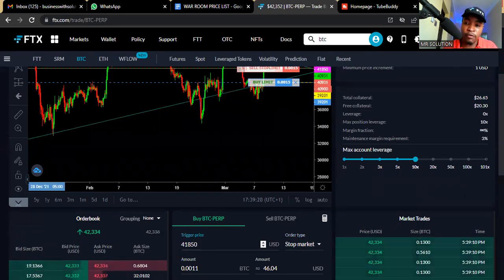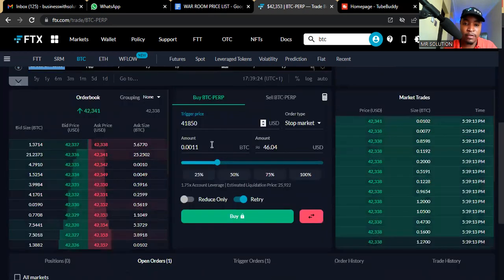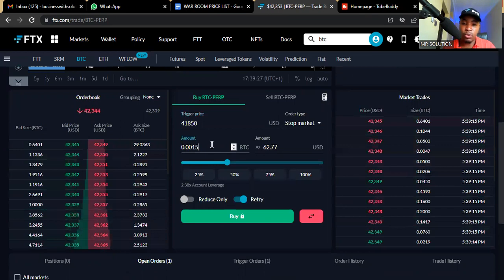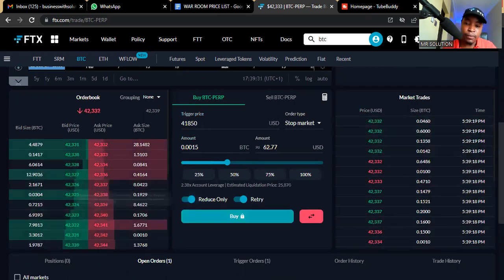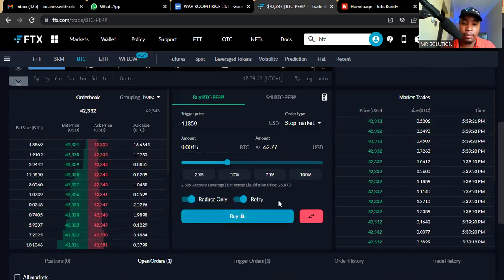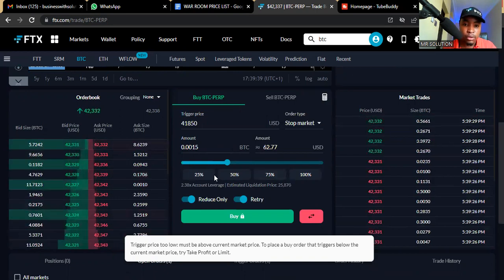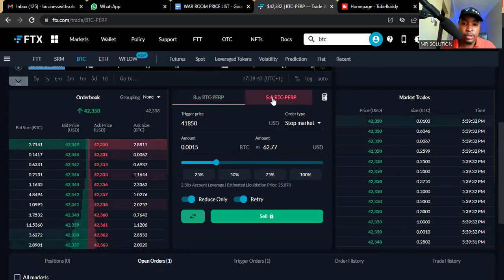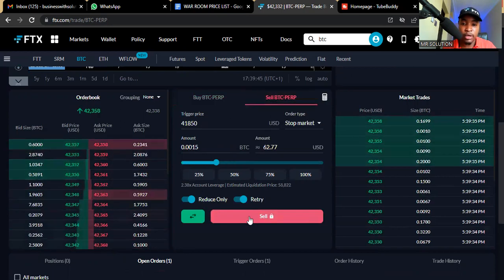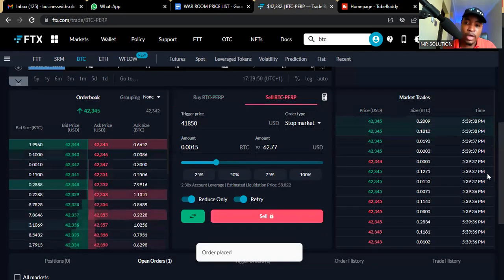And then what value again? 0.0015. That's what I have there. And then I toggle my reduce only. Okay, sorry, please, it should be sell. That 41,850. Yeah, go right ahead and click on my sell. Okay, so that's pretty much it.